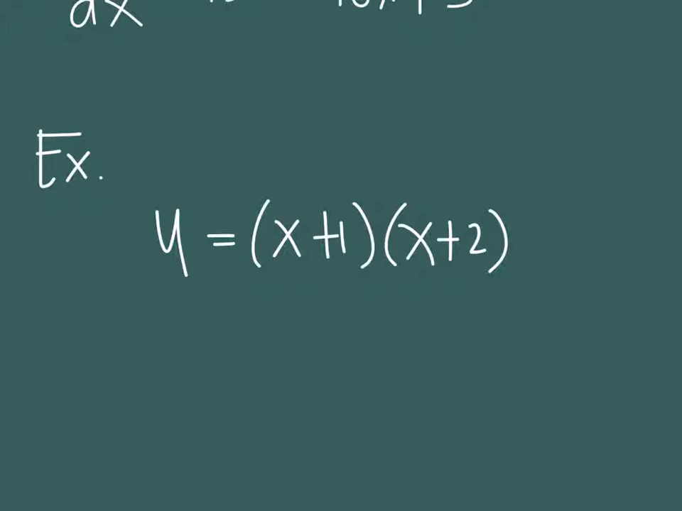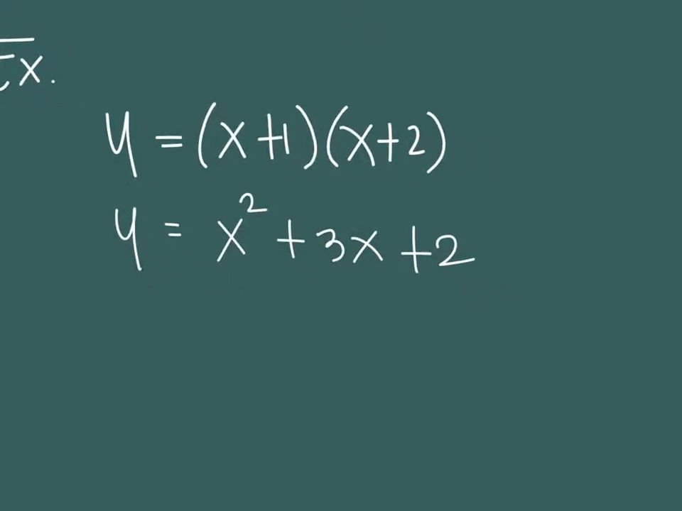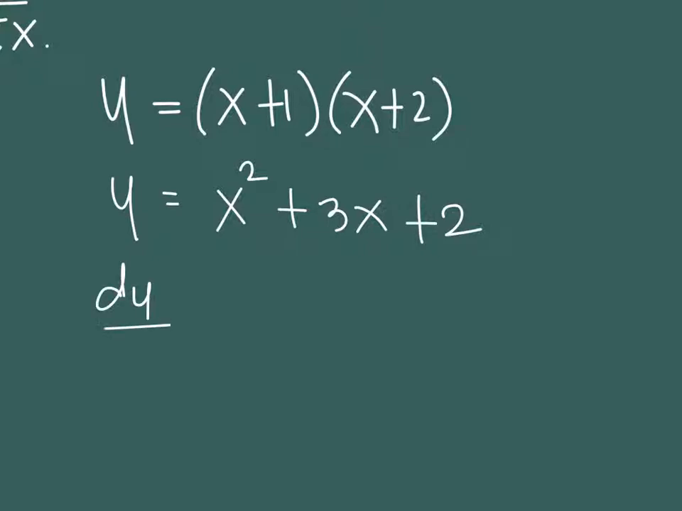Okay, but you suggested we have to expand. What is the expanded form of x plus 1 and x plus 2? X squared plus 3x, that's x and 2x, plus 2. And there you have x squared as ax to the n, 3x as ax to the n, and 2 as ax to the n. Diba? So lahat na yan. And then, we can now get the derivative. So this is equal to 2x plus 3. Yan. Okay.